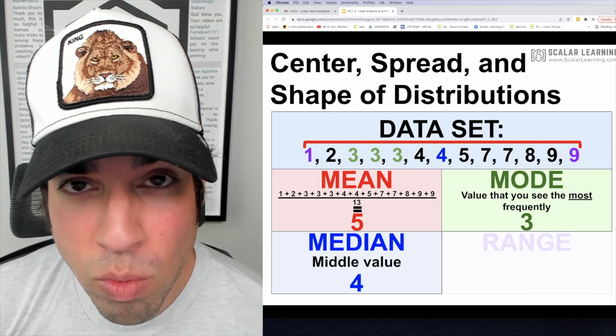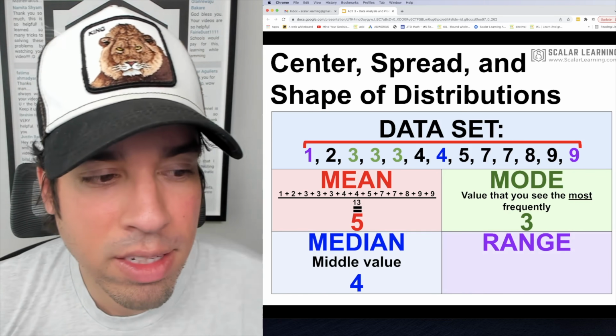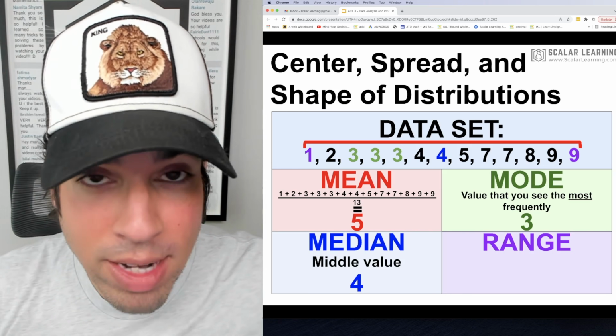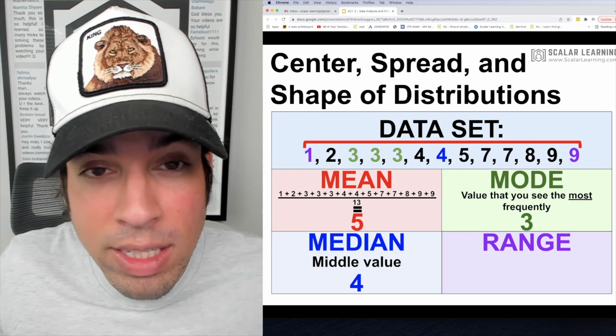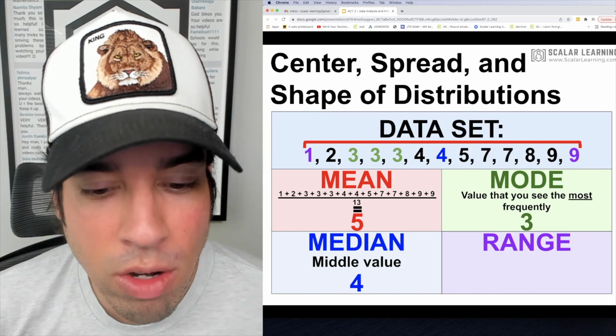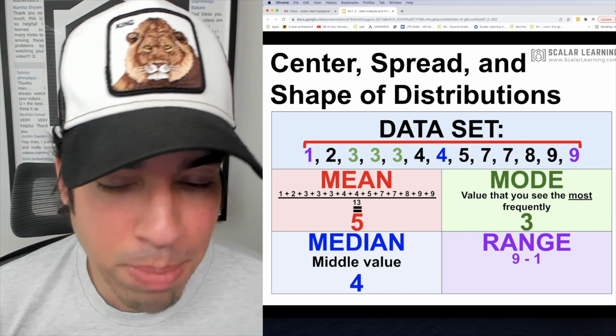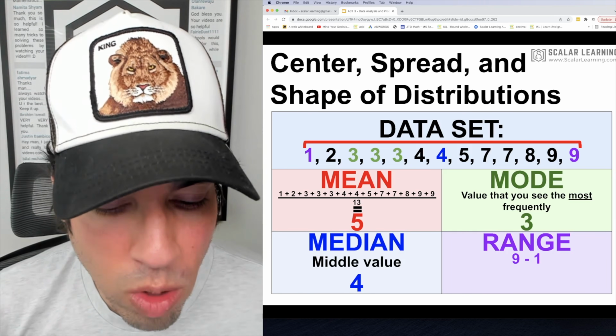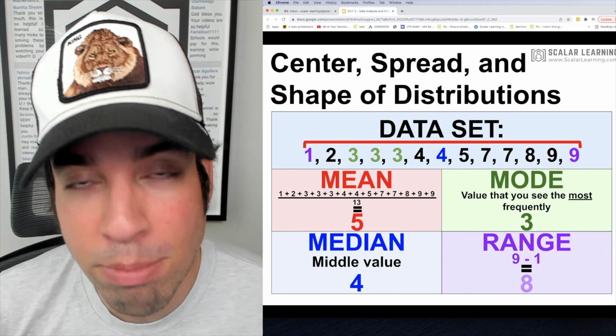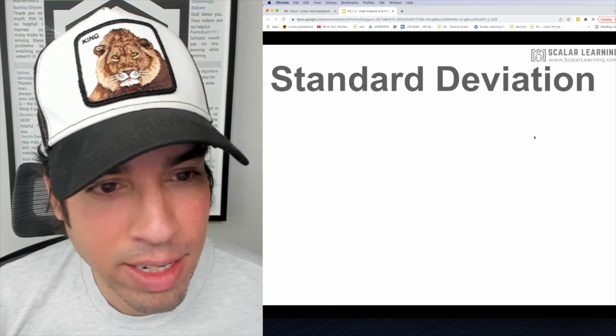Finally, let's talk about range. So range is the difference of the greatest and least value. It's literally the distance between them. So check this out. Here, the range is going to be the biggest value, 9, minus the smallest value, 1, which gives us a range of 8. Boom, done. Now we're going to talk about standard deviation.